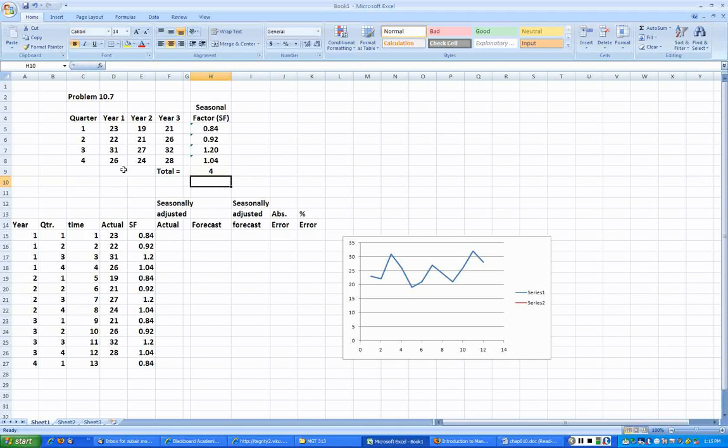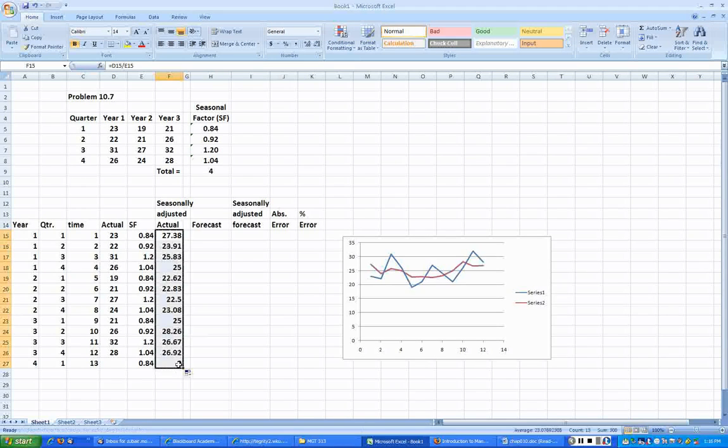Okay, now what I have done is I have taken this data here, I have transferred the data along with the seasonal factors. I have repeated them down here. Suppose if you don't have the effect of season, then what we should have seen, the actual for quarter 1 of year 1 should be that divided by the seasonal factor, so it should be more than 23. So that's that number there. Now copy the formula down, and that's what basically you see.